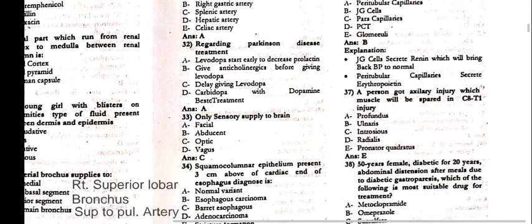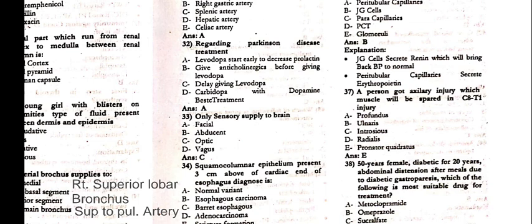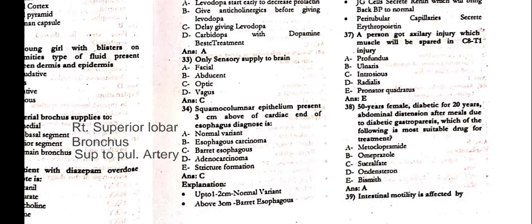Left gastric vein. 32, regarding Parkinson's disease, the treatment is levodopa, it acts to decrease the prolactin. 33, only sensory supply to the brain is the optic nerve.